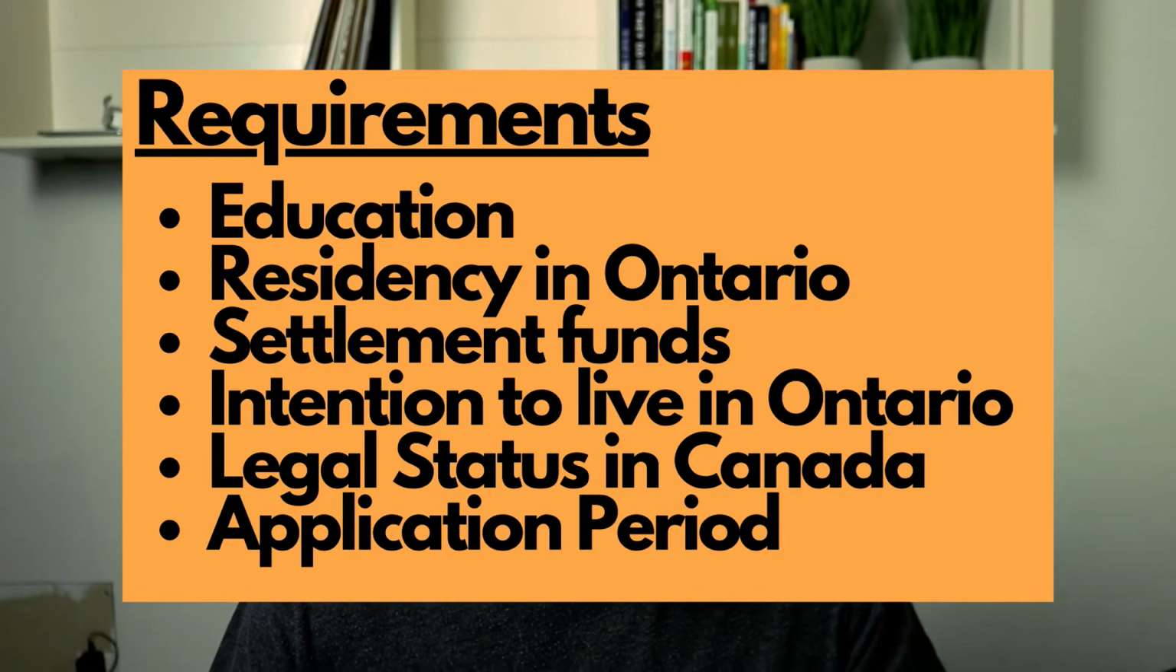Residency in Ontario, which means that you have lived in Ontario in the past. Settlement funds. This means that you'll be able to show that you have enough money either in your bank account or through ongoing earnings to support yourself and your family when you settle. Intention to live in Ontario, which means that you must be able to demonstrate an actual intention to live in Ontario after you receive your permanent residence. You must have a legal status in Canada. That's just like a visitor visa or a study permit or work permit. And application period. This is the time frame that you would have to apply after receiving your PhD.